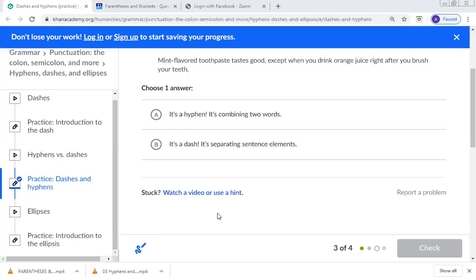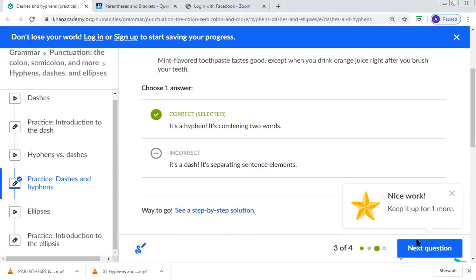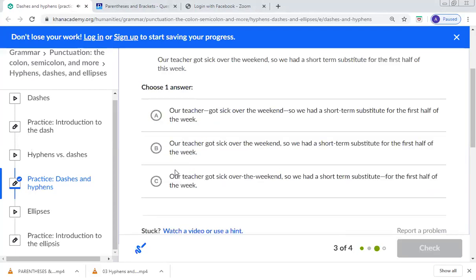Mint flavored toothpaste tastes good, except when you drink orange juice right after you brush your teeth. Choose one answer. It's a hyphen. A or B? A, yes? Why? Because it's two adjectives together to describe toothpaste, one compound adjective. Yes, thank you. Welcome.